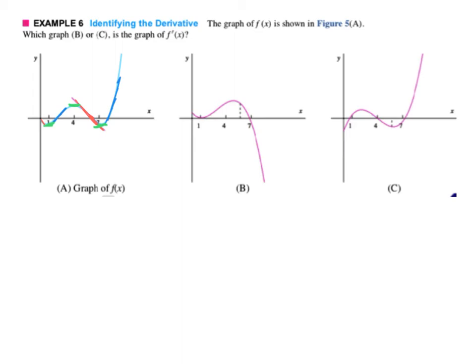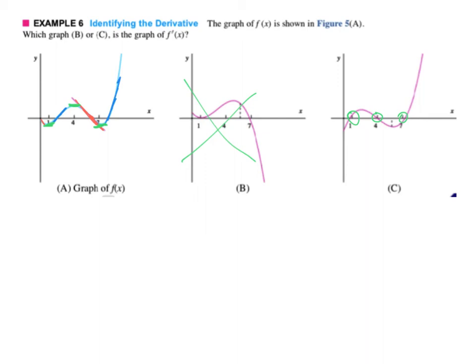So we have, in the second graph, in B, we only have 2 zeros, roughly 1 and 7. So that can't be the graph. That's the thing that I go to first. Graph C has 3 zeros. They coincide with the turning points that we see in graph A.